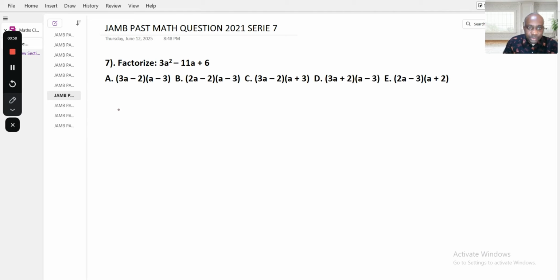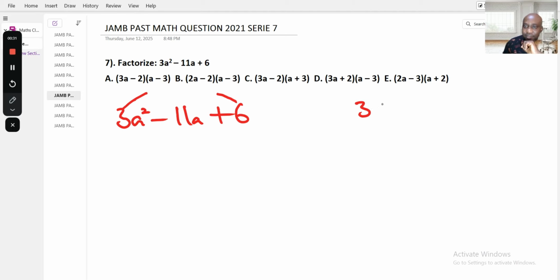Factorize. Let me write out the question. 3a squared minus 11a plus 6. Now, if the question says you should factorize this one, how do we solve this question? Whenever you see any coefficient beside the a raised to power 2, what you need to do is that multiply these 3 and 6 together. 3 times 6 is going to give you what? 18.